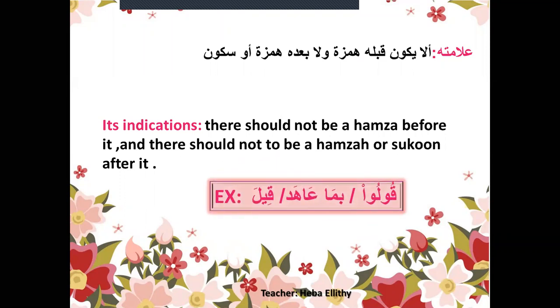Examples: the word قُولُوا, قاف ضمة واو سكون قو, لام ضمة واو سكون لو. Mom and her daughter. The word بما عاهد: ألف and her mother, فتحة. عاهد, ألف with فتحة before it.